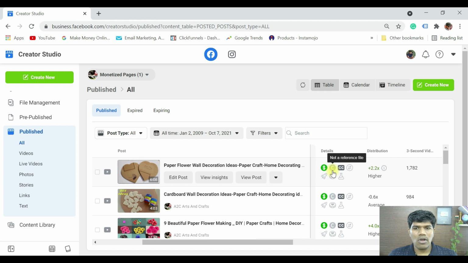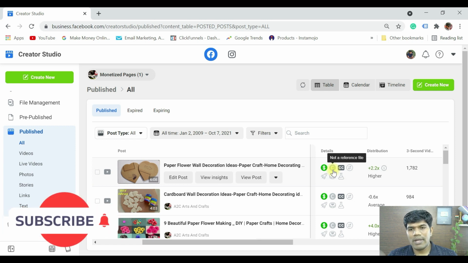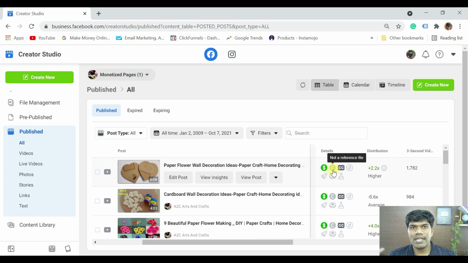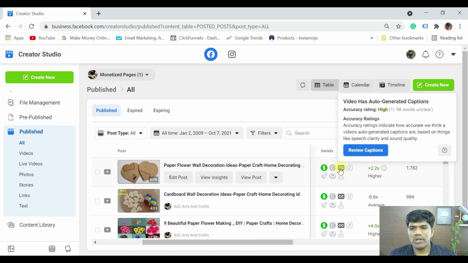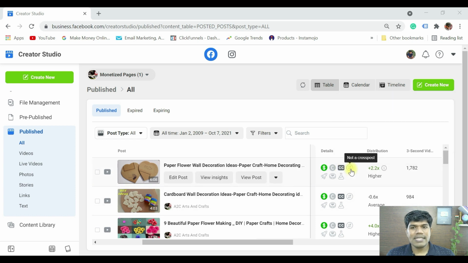What is this C? Not a reference file. If this is highlighted, it indicates that your video has a copyright claim, where the video is referencing somebody else's content. CC is where you have added captions for your video. Captions are nothing but subtitles, and if you're adding subtitles, the video can have higher engagement as well. This indicates whether this video has been cross-posted to other pages. Boosted means that if this is selected, you have paid for ads to boost this video to get more views on the page.